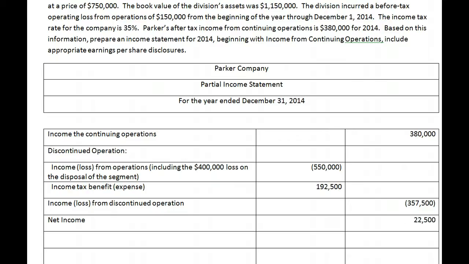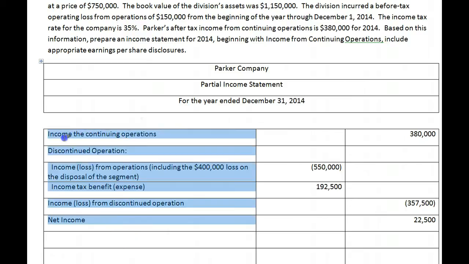So keep in mind, that's how we would show the discontinued operation. Keep in mind, it is below the continuing operation section. So above this, you would have all of your operating income, your other income, etc. Then you would show the discontinued operation separate. Okay? If you sell the discontinued operation, you include the operating income and any gain or loss on the sale of that division.